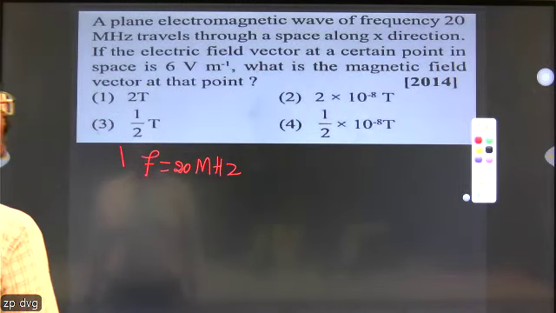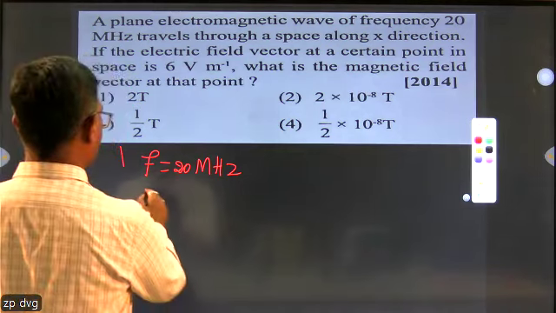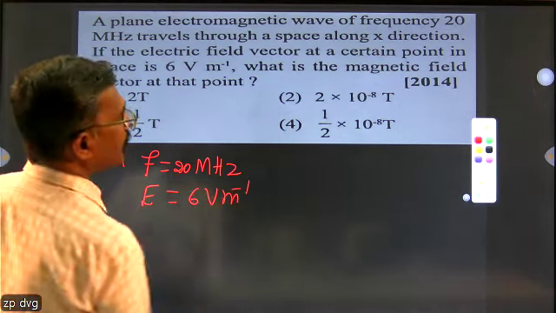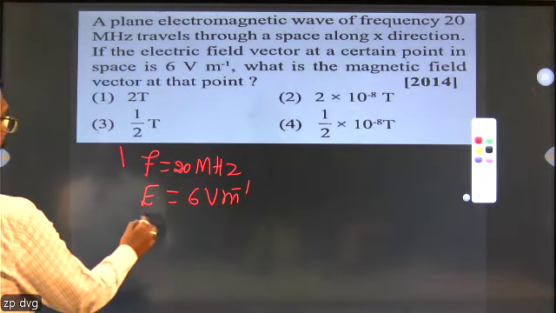It travels along the x direction. The electric field vector is given. How much is the electric field vector? 6 volt per meter. What is the magnetic field?